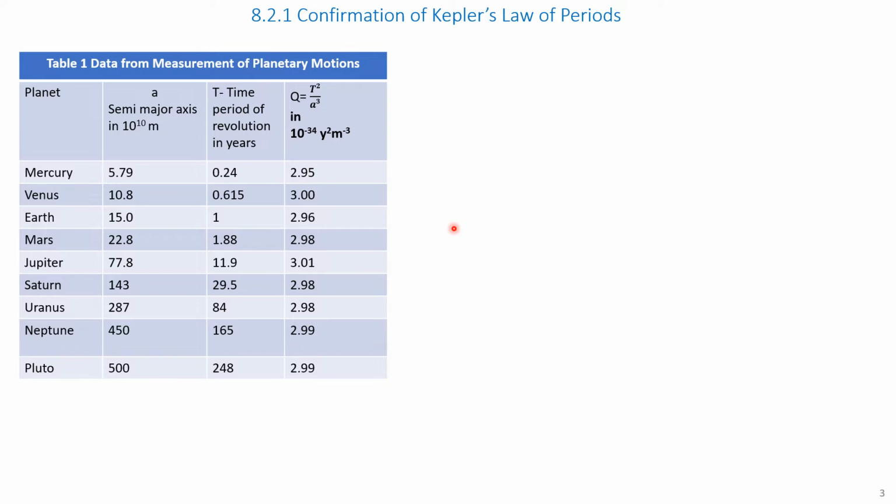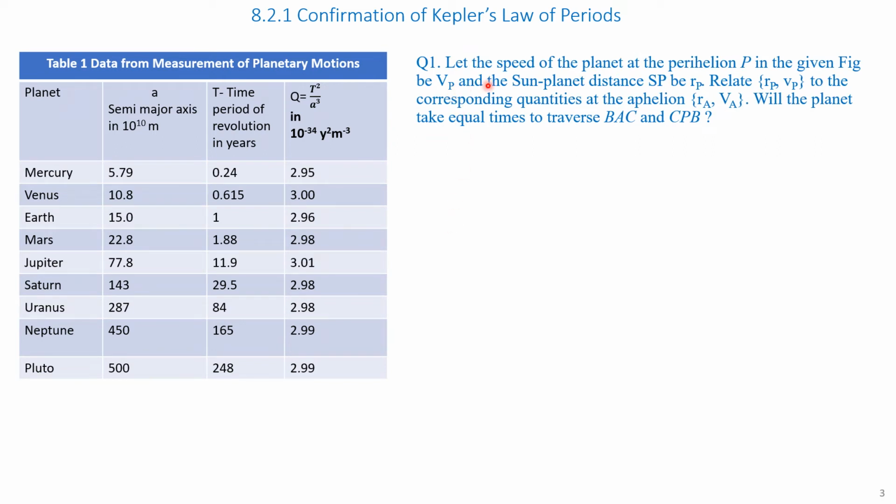Now we will take a question to understand the application of the second law, the law of areas. Question number 1. Let the speed of the planet at perihelion P in the given figure below be Vp and the Sun-planet distance SP be Rp. Relate Rp, Vp to the corresponding quantities at the aphelion, Ra, Va. Will the planet take equal time to traverse BAC and CPB?